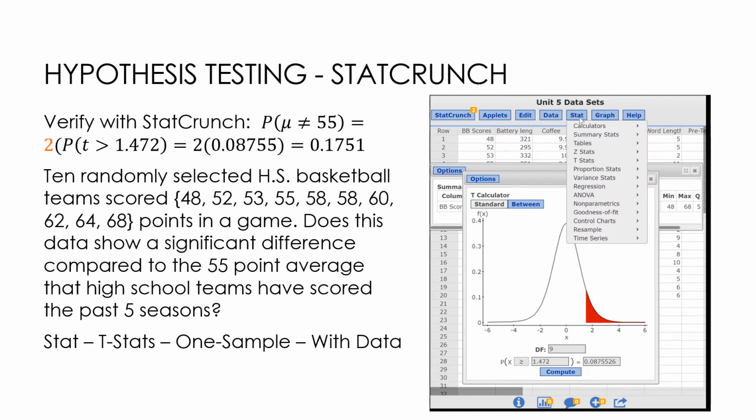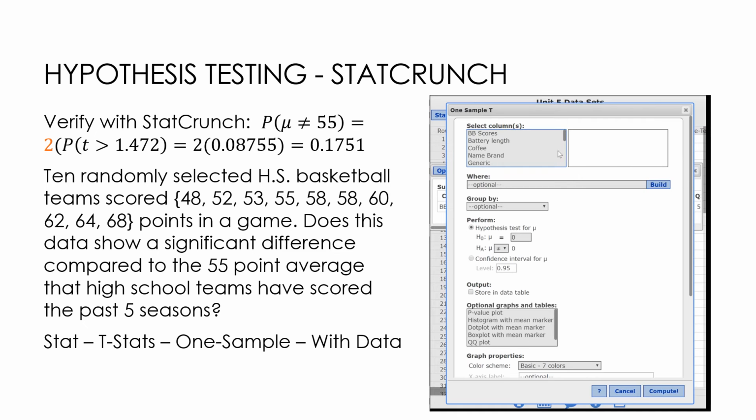So if I go to Stat, T-stats. Remember, last week we did proportion stats; T-stats is what I did in the last video when I was looking at a confidence interval for means. I have one sample, and I actually have data because I have a column of data called basketball scores. I'm going to choose that data, and I'm going to do a hypothesis test. And remember, this is the number that I expect. So I was expecting 55, an average of 55 points.